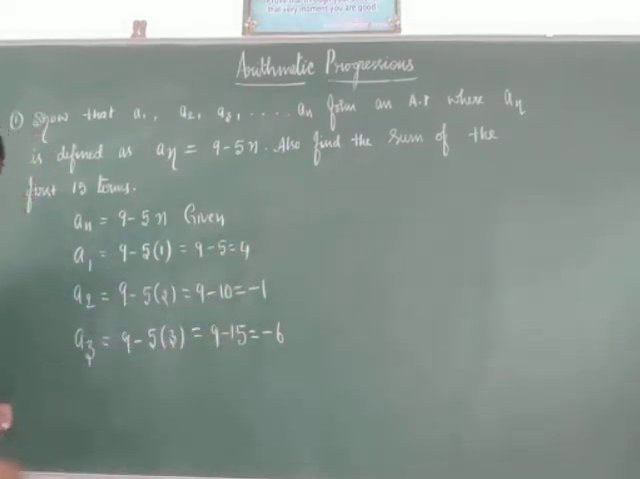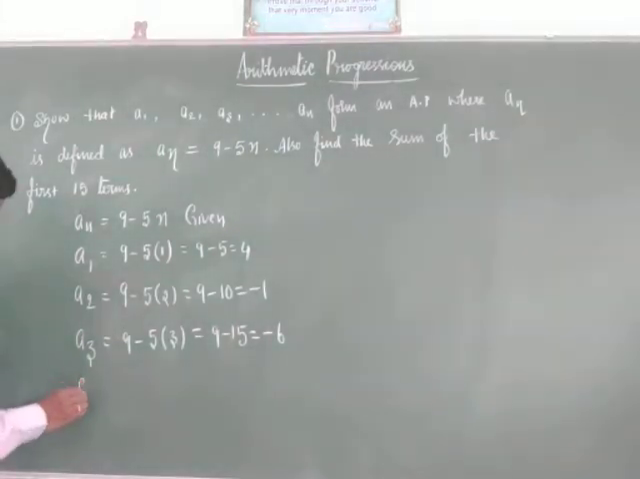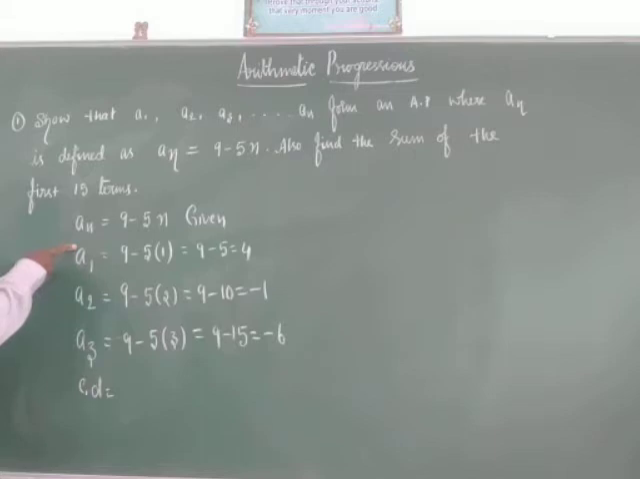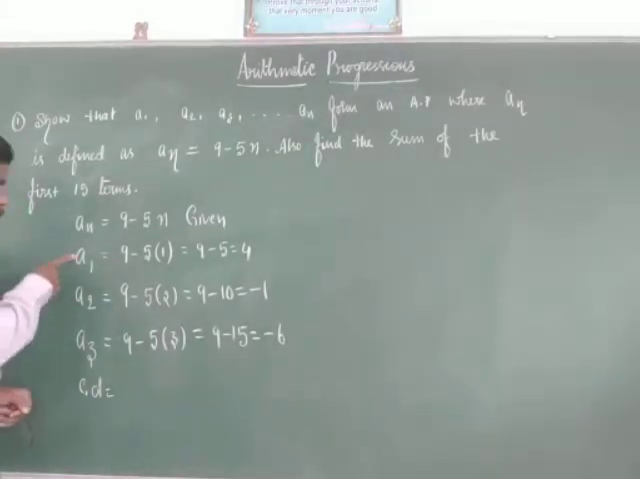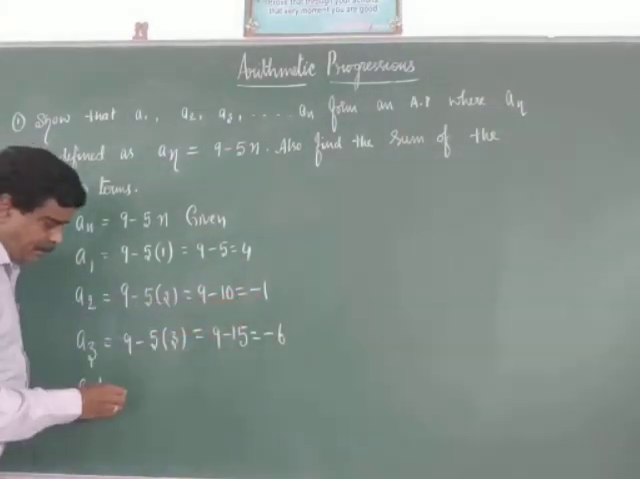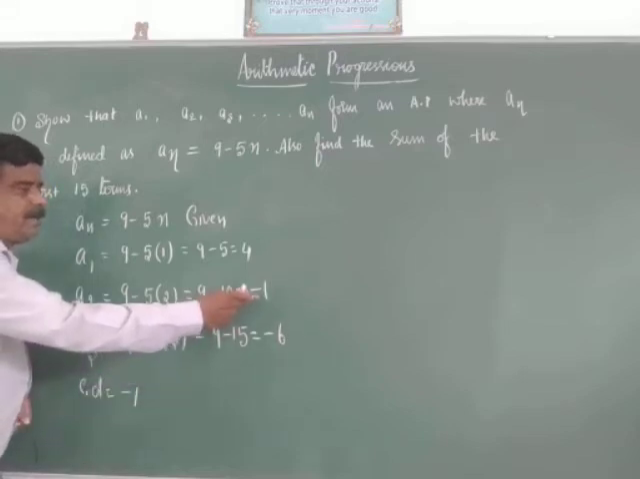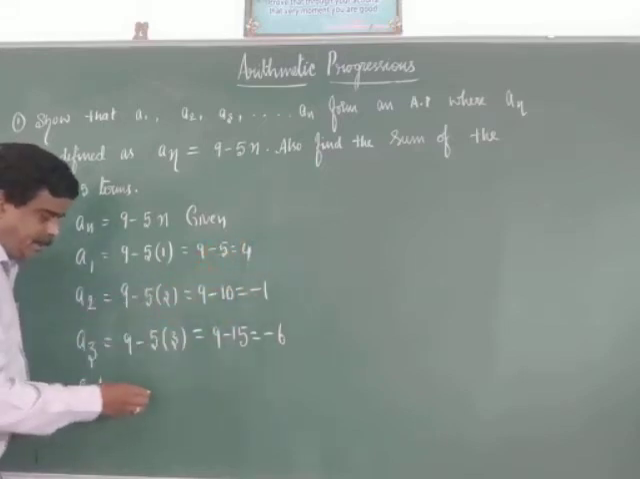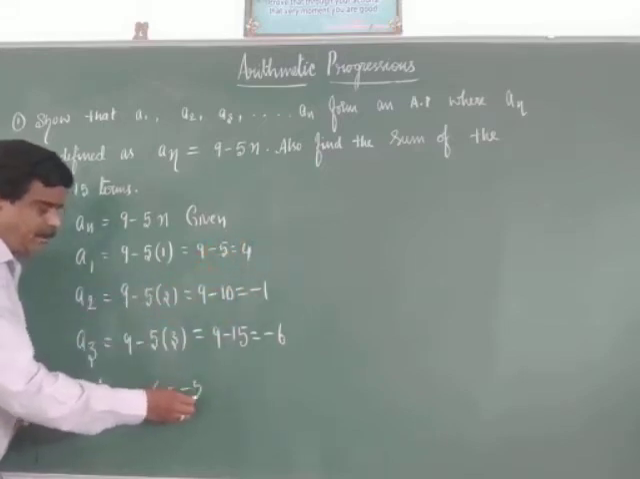So just to find out the common difference. So common difference is equal to A2 minus A1. A2 minus A1 means A2 is minus 1, minus 4. Minus of this means change the sign, it's minus 4, which is nothing but minus 5.